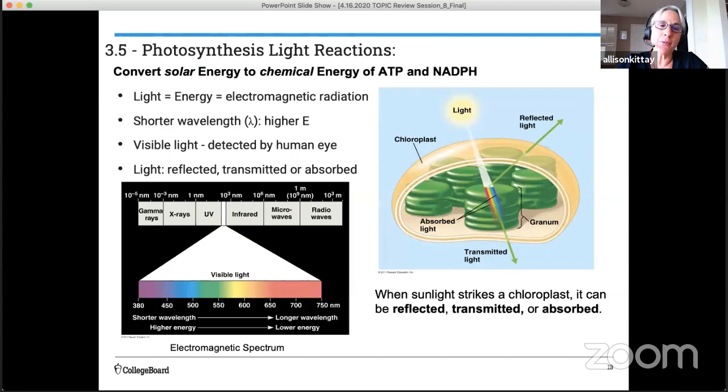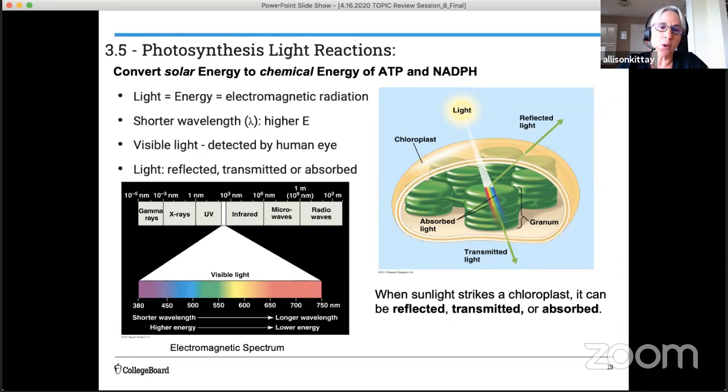All right, before we get going, I want to talk a little bit more about light. We need to talk about the solar energy part of this. Light is just energy, and it's part of a larger electromagnetic spectrum of radiation. Shorter wavelengths, which are represented by the Greek letter lambda, have higher energy, whereas the longer wavelengths have lower energy. Visible light is the light that is able to be detected by the human eye.